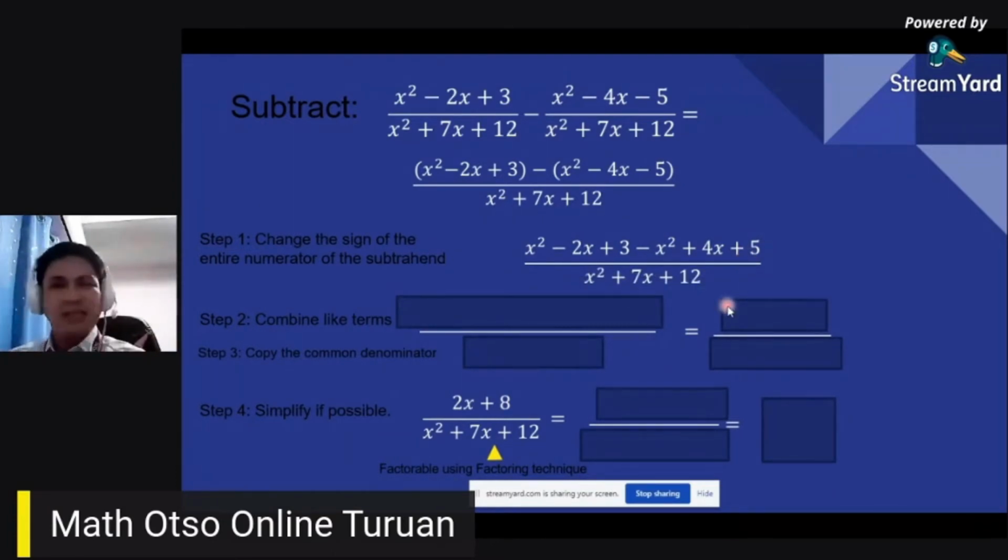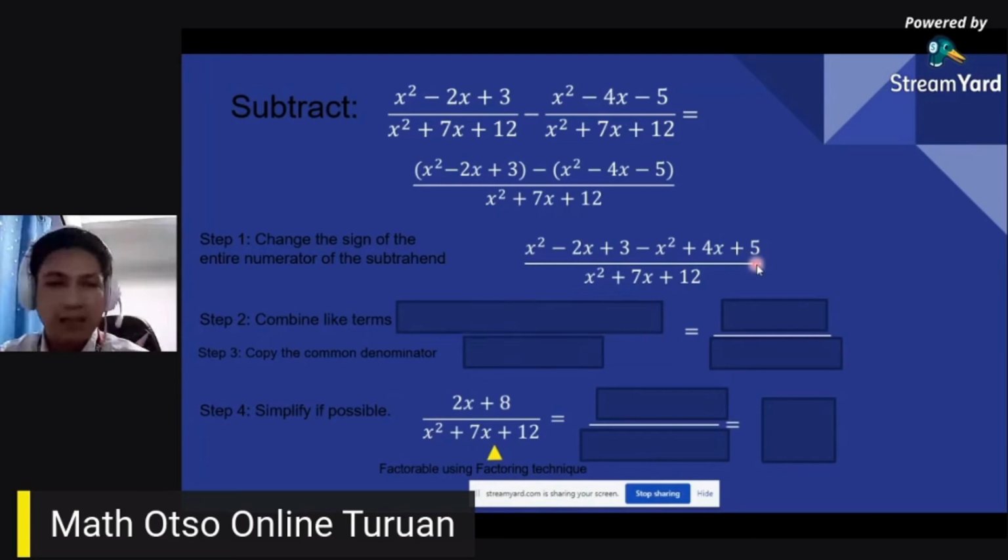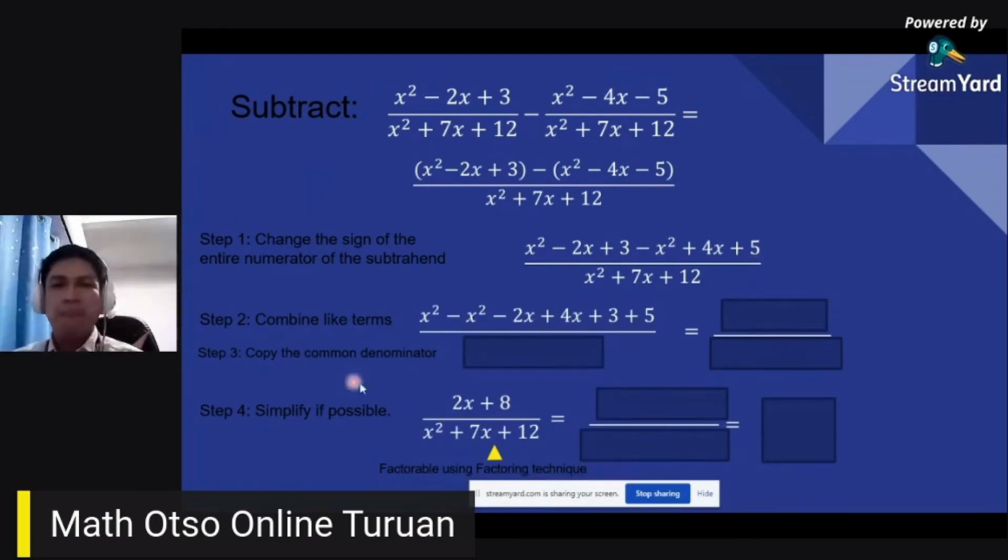Then, what else? Step number 2, combine like terms. If you notice here, we have x square and another negative x square. That is called like terms. What else? The negative 2x and the positive 4x are also like terms. And then the constants positive 3 and positive 5. So, so you won't have difficulty, let's put them next to each other. Take a look at the solution. We have here x square minus x square, next to each other, then negative 2x plus 4x plus 3 plus 5.